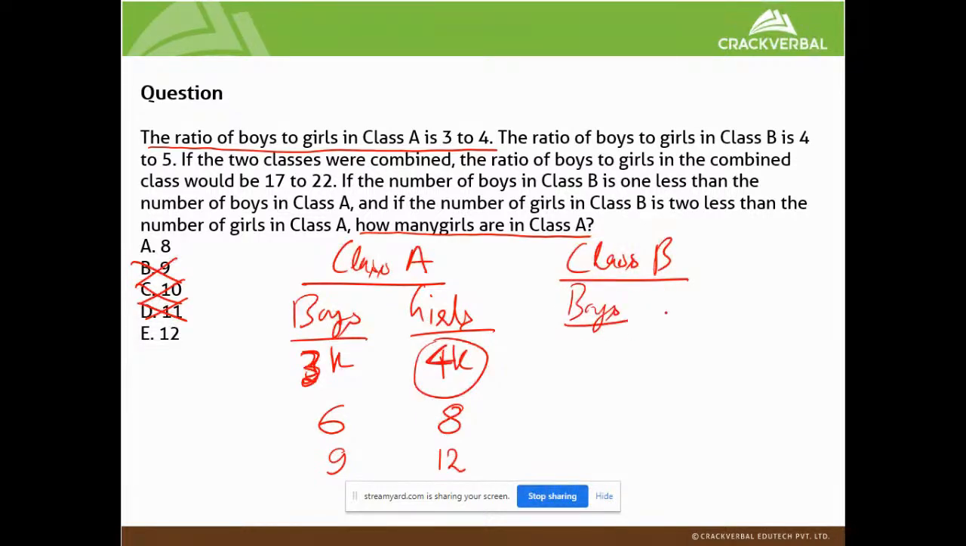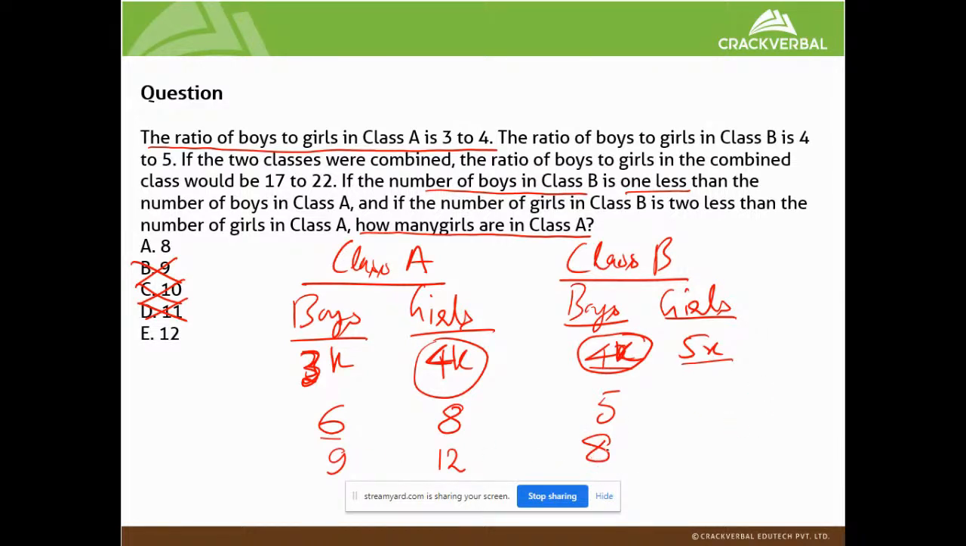What does class B say? The question says class B has boys and girls in the ratio of 4:5. So let's say 4x and 5x. We know that the number of boys is a multiple of 4 and the number of girls is a multiple of 5. The number of boys in class B is 1 less than the number of boys in class A. So if I consider there were 6 boys in class A, there would be 5 boys in class B. If there were 9 boys in class A, there would be 8 boys in class B.